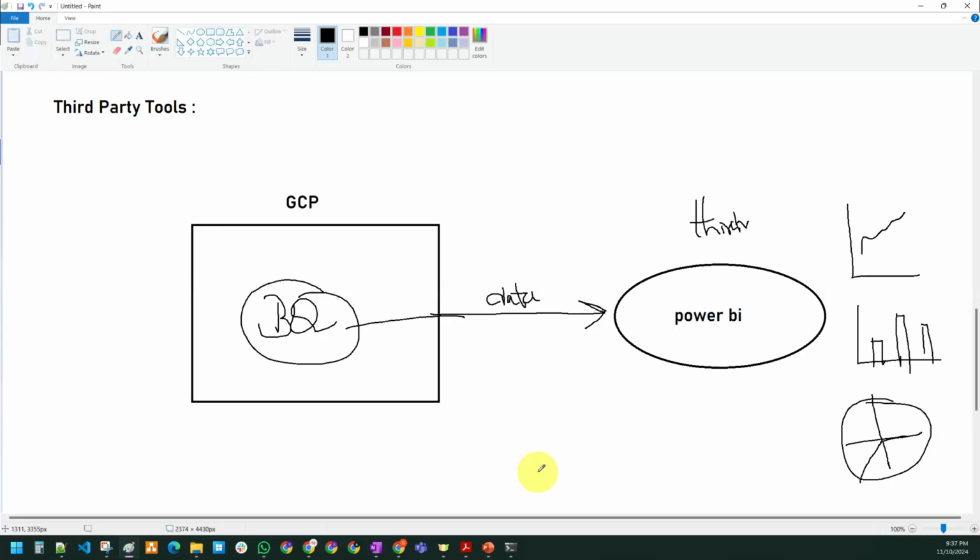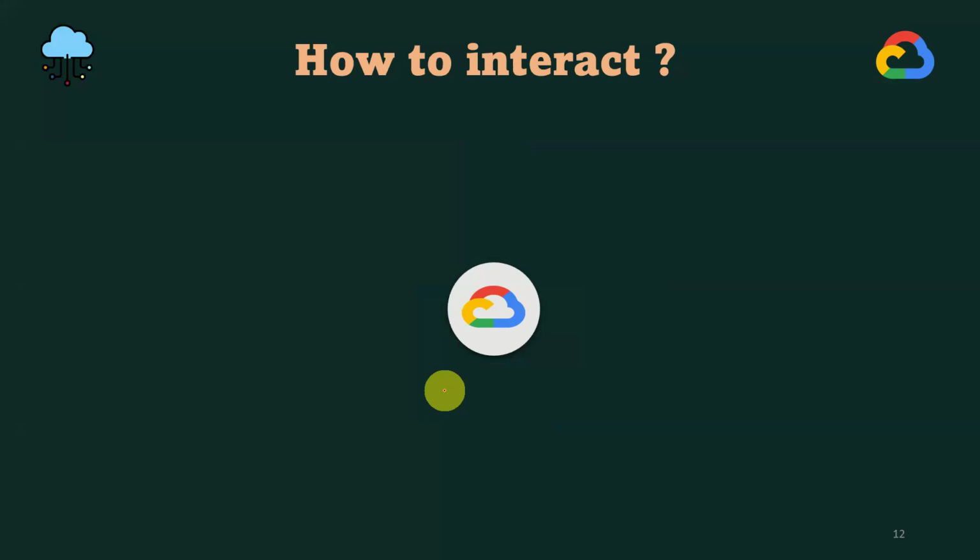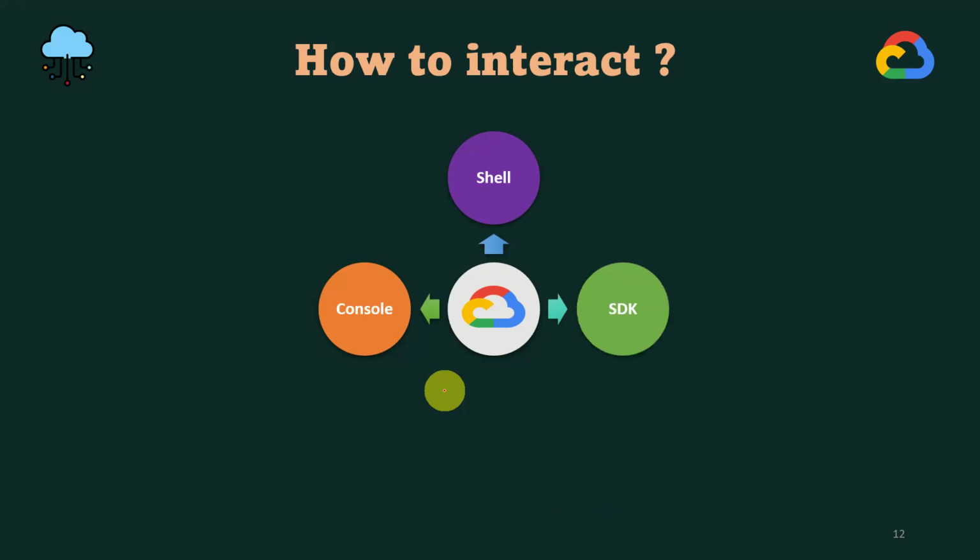So this is our fourth method. Look at here, guys. The very first one is the console, which is a graphical user interface; Cloud Shell, which is a command line interface available over the web; a local SDK, nothing but a command line interface available on the local machine; and you have APIs or third-party tools. So this is what we call the four interface methods to interact with the GCP services.